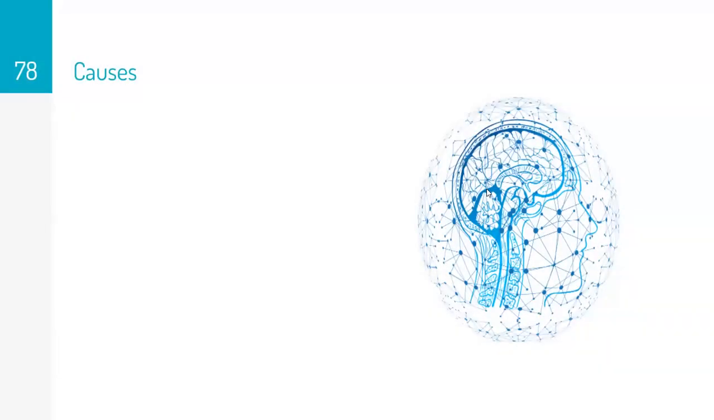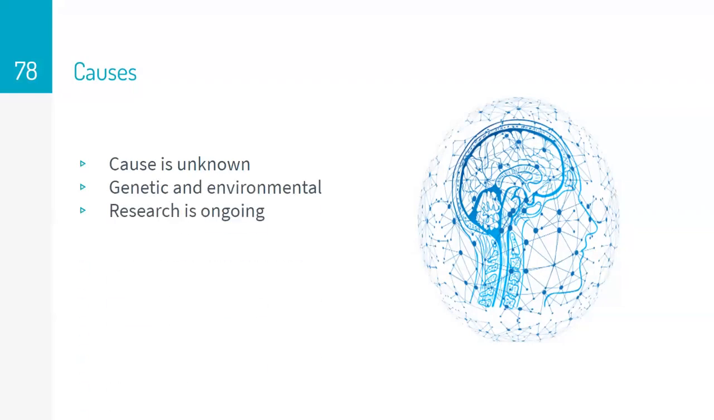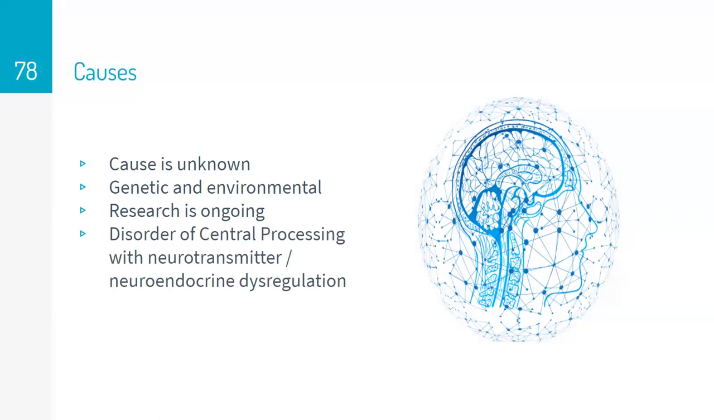So to start off, what causes fibromyalgia? The cause is currently unknown. There are genetic and environmental factors involved. There is research that's ongoing. But the general consensus is it's a disorder of central processing with neurotransmitter or neuroendocrine dysregulation. Basically, that just means the way that your brain senses and feels pain, the way that the brain chemicals work, is kind of unbalanced or out of whack, and as a result, you experience abnormal pain messages.